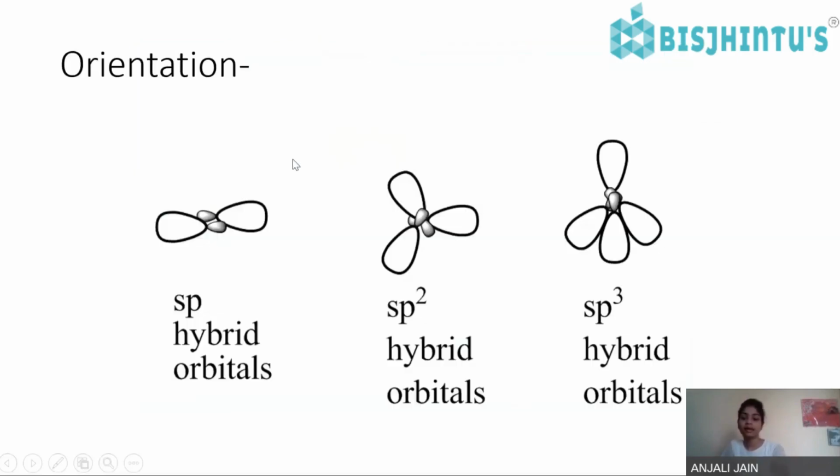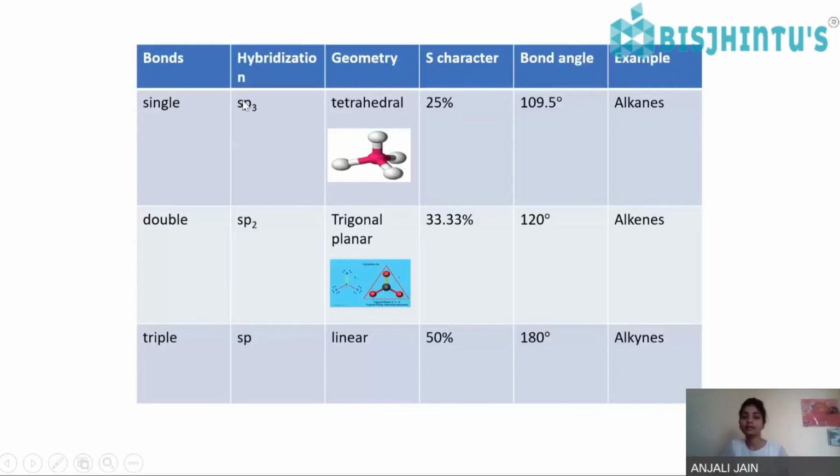So now we'll look at the hybridization. In the case of alkane, with the single bond, the hybridization is sp3 with tetrahedral geometry. You can see over here, every bond angle is 109.5 degrees. If you consider the tetrahedral, which forms 4 angles, all 4 will be 109.5. If we talk about the S character in the single bond, sp3, 25% will be S character and 75% will be P character.